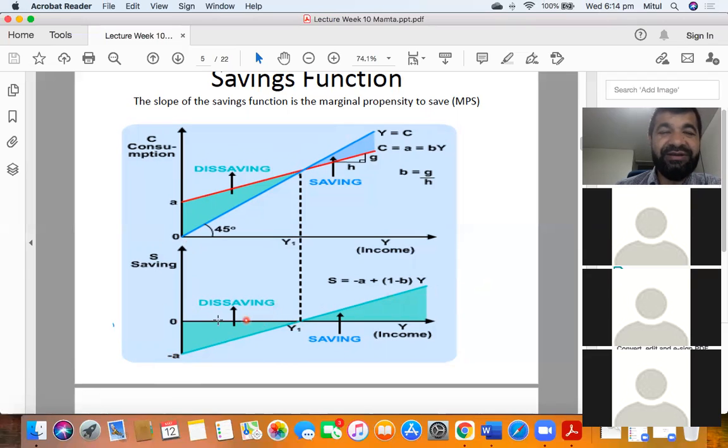So this much is called dissavings. This dissaving means you are actually spending more than your income. You are in debt. That's how they call it, dissavings. In this case, here, this will be dissavings. You are earning less than your consumption. That's what is called dissavings.